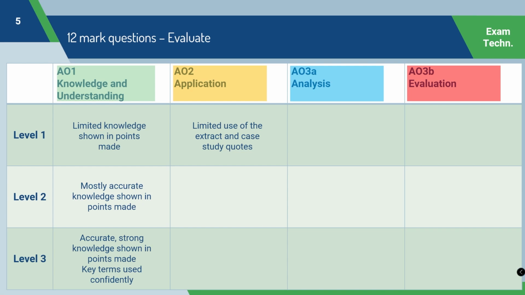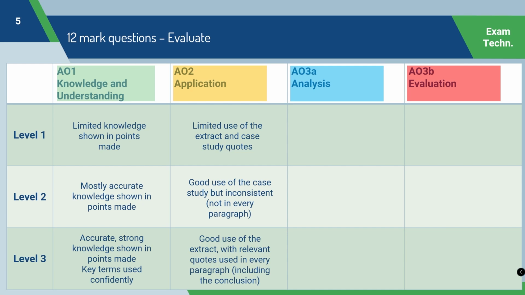For application, limited use of the extract and case study quotes for level 1, so maybe fairly superficial points that aren't really linked very specifically to the business in the question. For level 2, good use of the case study but perhaps inconsistent, so this could be maybe not in every paragraph. This links back to what Mike was saying earlier about if you're trying to do an alternative paragraph, if you don't apply that effectively, even if you're level 3 everywhere else, you can bump yourself back down to level 2 by missing it out there. For level 3, good use of the extract, relevant quotes used in every paragraph, including the conclusion.